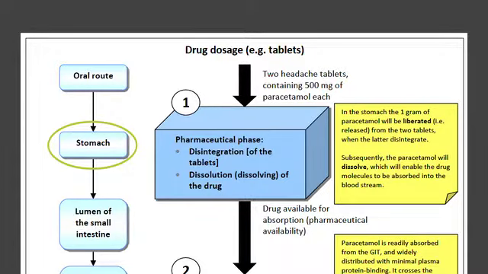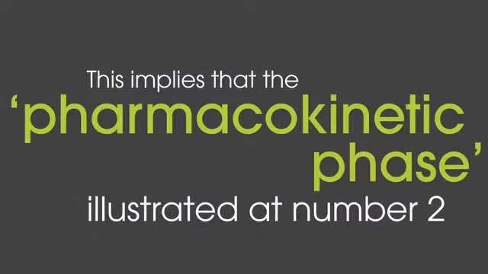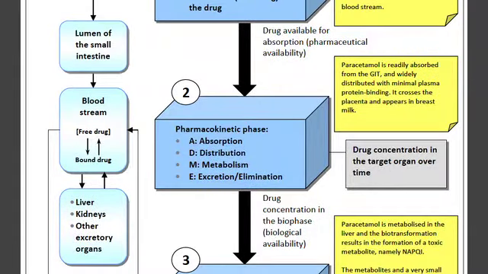During this phase, the active ingredient, namely paracetamol, needed to be liberated, that is, set free from its dosage form, which was the 2 tablets. This entailed the disintegration of the tablets and the subsequent dissolving, or dissolution, of the drug. Free drug molecules would then have been available for absorption to take place from the gastrointestinal tract. This implies that the pharmacokinetic phase, illustrated at number 2, had subsequently been reached. The drug molecules were then distributed throughout the body. Paracetamol is widely distributed and even crosses the placenta and appears in breast milk.